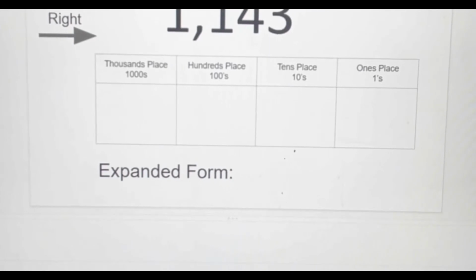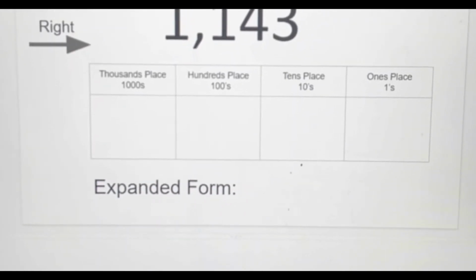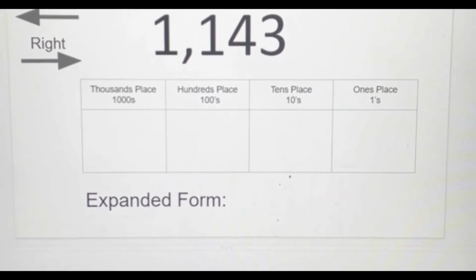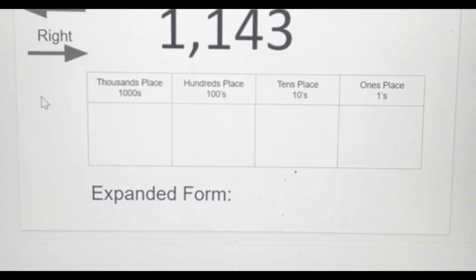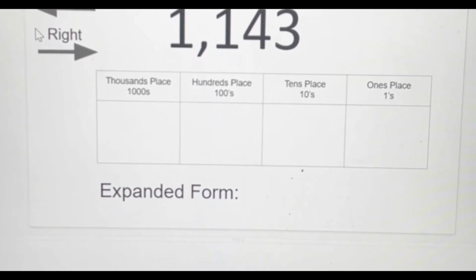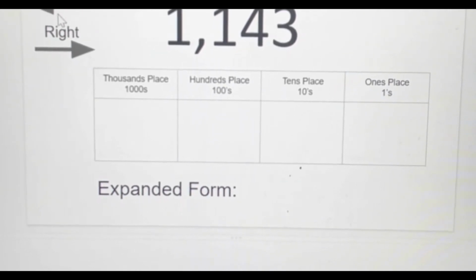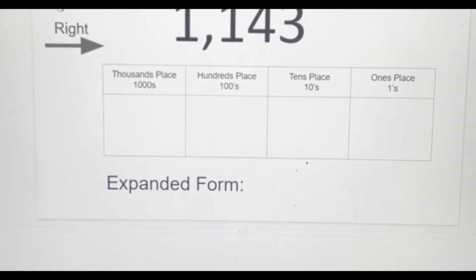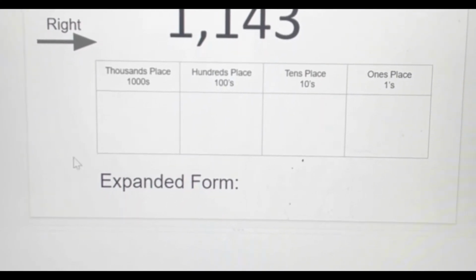First number we are going to work with is 1,143. So I always start with the ones place. That's always what you want to look at first. When you're identifying place value, when you're adding and subtracting numbers, you always want to go to the ones place first. So the ones place is always the digit that's the farthest to the right. If you're unsure of your right and left, I have the directions written right here. The top arrow is pointing to the left, the bottom arrow is pointing to the right.